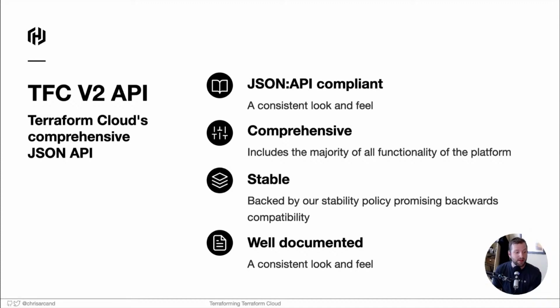So the thing that really powers the entire platform at its core is this thing called the V2 API, or the version 2 of the API that we built for it. Let's talk about that. There's 4 big points that I want to go over. One of them is that this whole API that the platform is built on is JSON API compliant. So it follows a specification that gives it a really consistent look and feel. It's very comprehensive. It includes the majority of all the functionality that you see in the user interface of the entire platform.